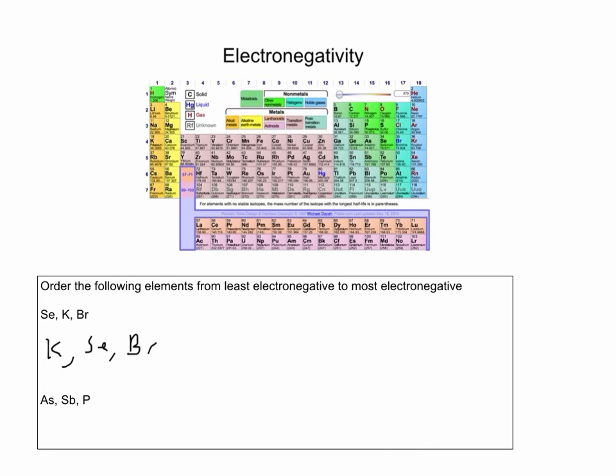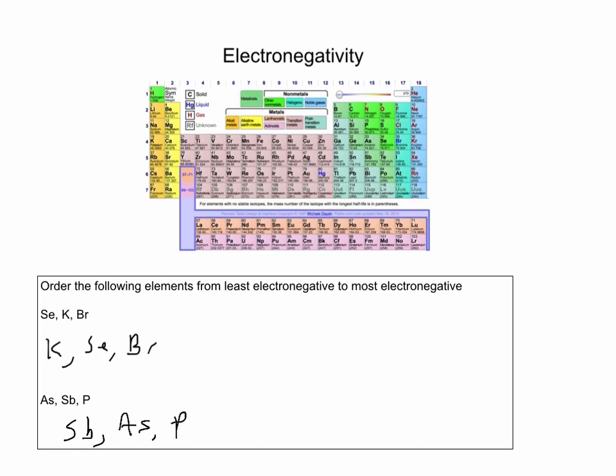Let's look at one more example: arsenic, antimony, and phosphorus. So if we find these elements on the table, we'll notice that they're all in the same group. And the trend for electronegativity is that electronegativity decreases as we go down a group. So the least electronegative is going to be Sb, antimony, followed by arsenic, and the most electronegative of these elements will be phosphorus.